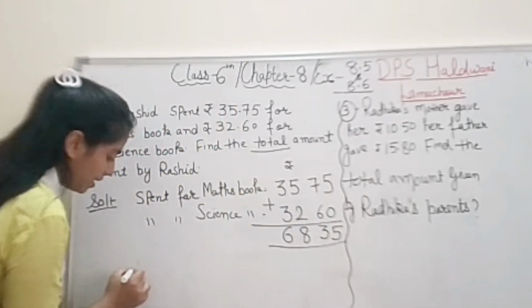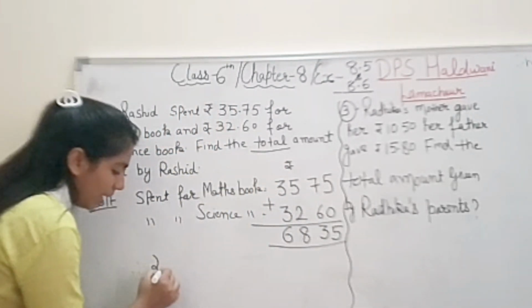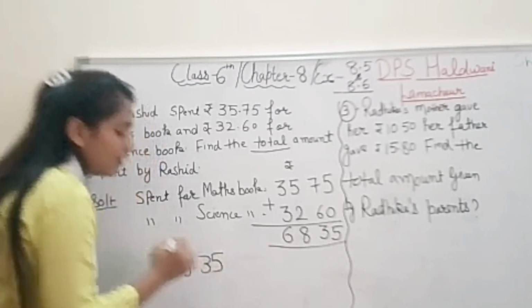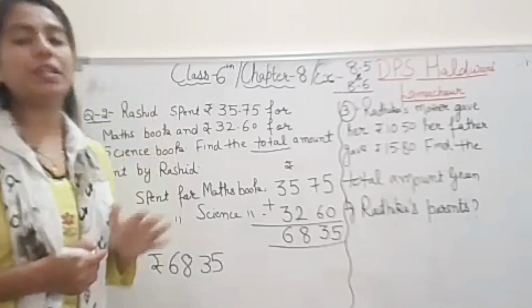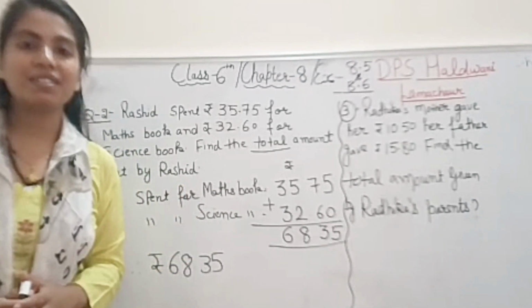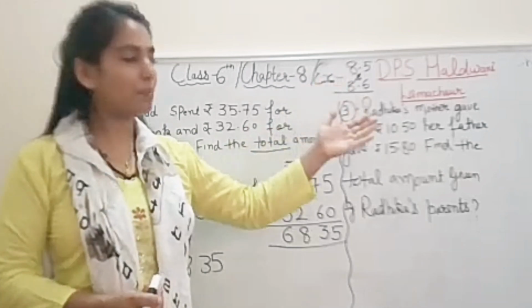It means at the last you will write, therefore Rashid spent rupees 68.35 on both the books. That's it. The total he spent is this many rupees. Very simple, students. See question number 3.